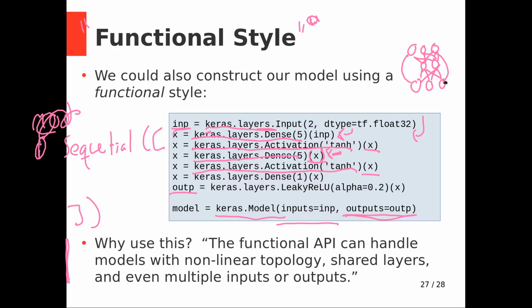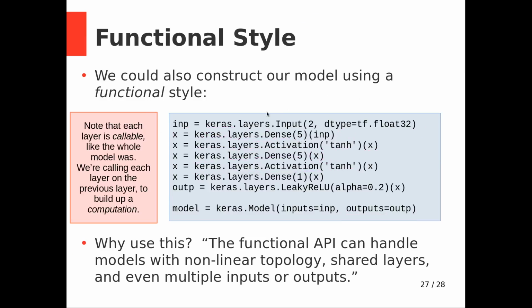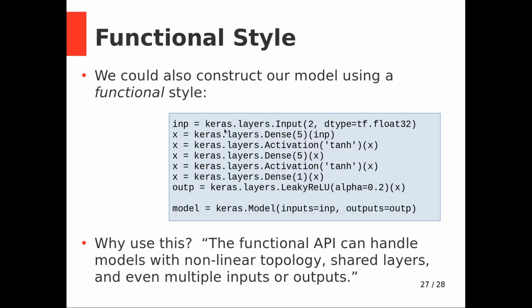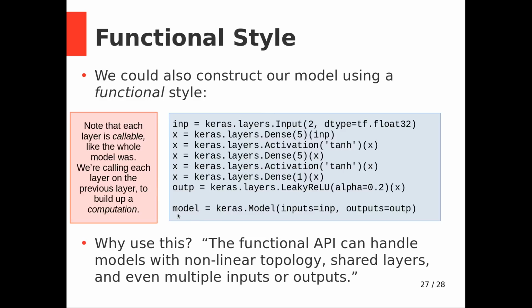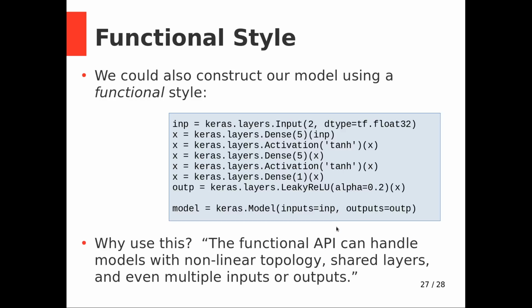Shortcut connections. You can't do that easily with the sequential. You have to use the functional style to define this network. Oh, right. And note that our model remains callable. We can still call these just like we could call them before. Okay.